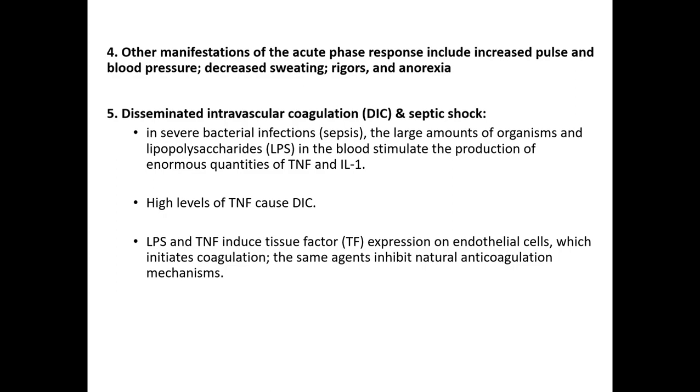A large amount of organisms and lipopolysaccharide in the blood stimulate the production of a large amount of tumor necrosis factor and interleukin 1. High levels of tumor necrosis factor cause DIC, or disseminated intravascular coagulation. Lipopolysaccharides and tumor necrosis factor both induce tissue factor expression on the endothelial cells, which initiates coagulation. We will begin to have intravascular coagulation. The same agents inhibit natural anticoagulant mechanisms.